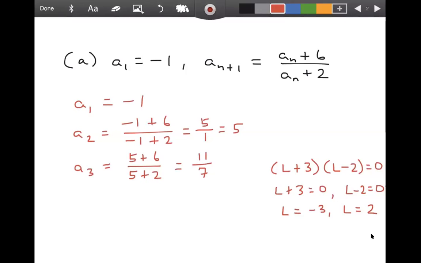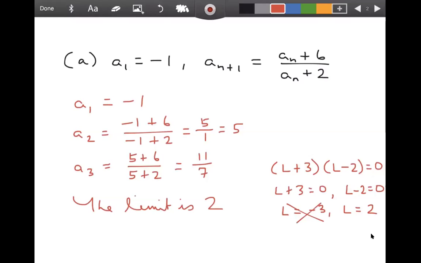So I think it's pretty clear that if this sequence converges, and I haven't shown you that it does, all right, it's pretty clear that it has to converge to 2. It is not -3.